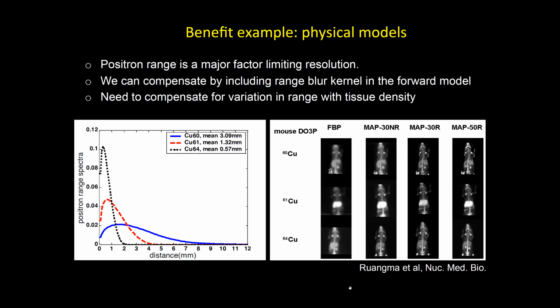Here are some examples of the benefits of iterative reconstruction. First, you can put a physical model inside your reconstruction. Here is a very nice example. If you use copper isotopes to label a tracer, then when the positron annihilates with an electron, it travels some distance, and for different isotopes, the travel is different.